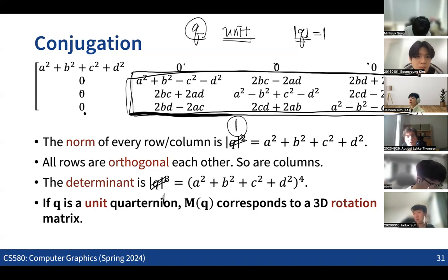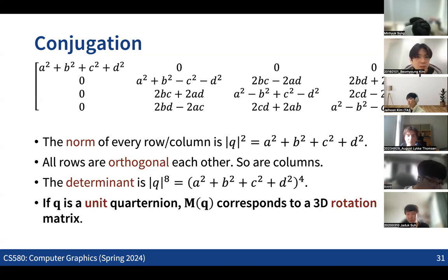So these are basically the properties of the 3D rotation, right? The matrix of the 3D rotation has the property that the norm of each of the rows and the columns becomes 1, and the determinant is also 1, and all the rows and the columns are also orthogonal to each other.